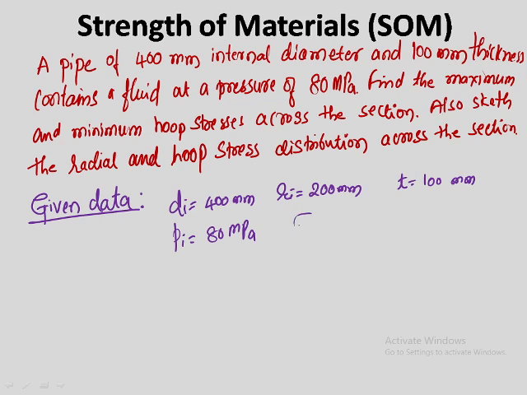So you need to calculate sigma C, and Px, you can say it as sigma R also, for radial stress. Next, you also need to sketch the radial and hoop stress distributions across the section. Now I'll draw the diagram here.